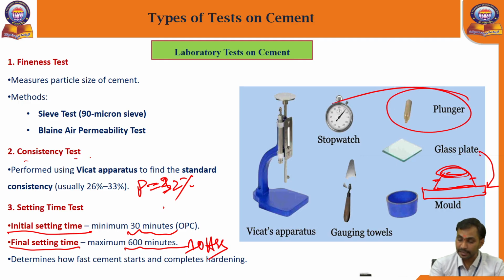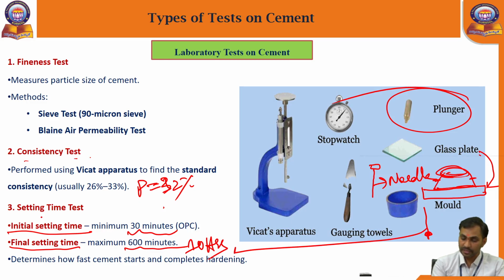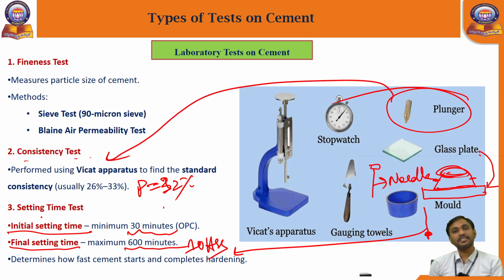There will be a small needle available. For the initial setting time, the needle is used. Two types of needle are provided. One needle is used for the initial setting time, and the other needle, which has a small point like this, is used for the final setting time. And this is a plunger. It is used for the standard consistency test.